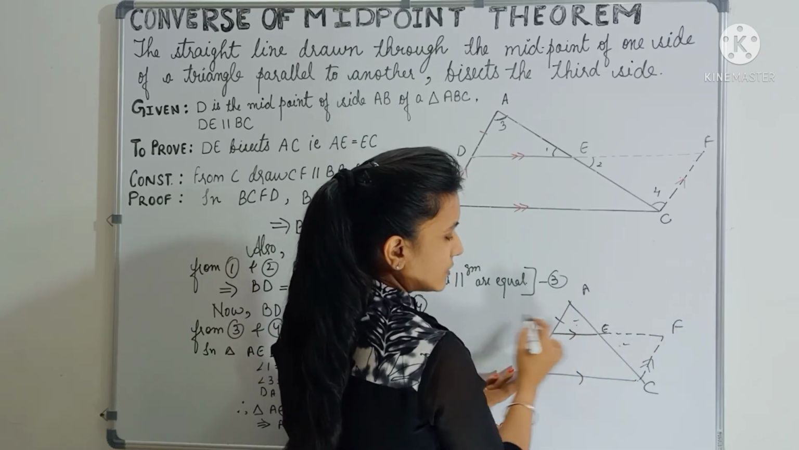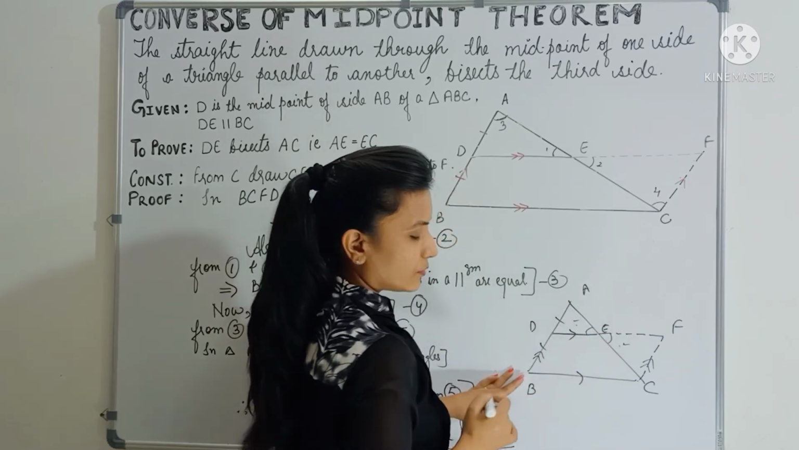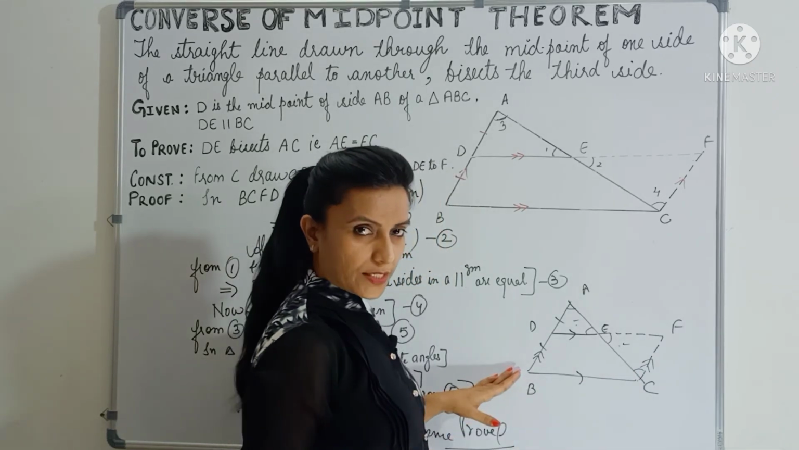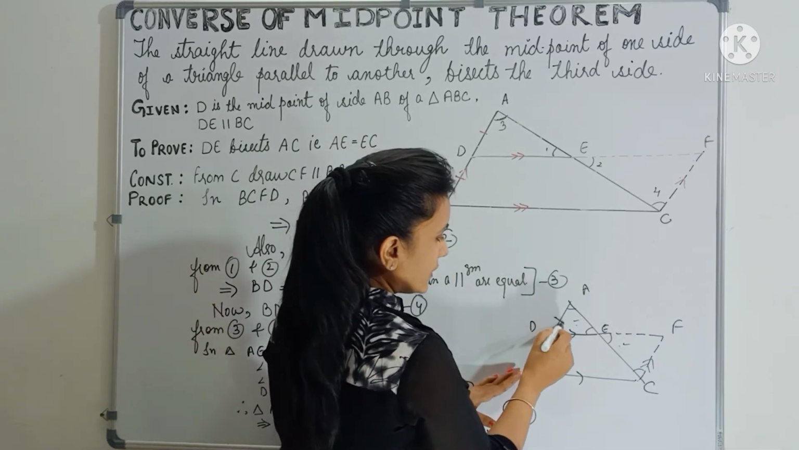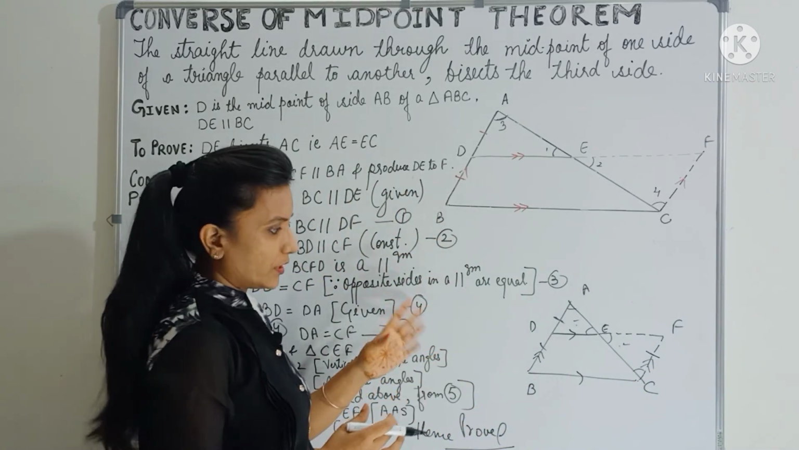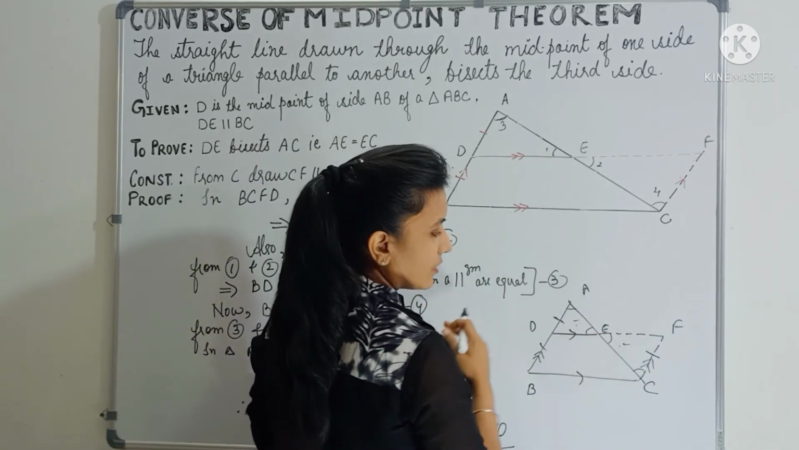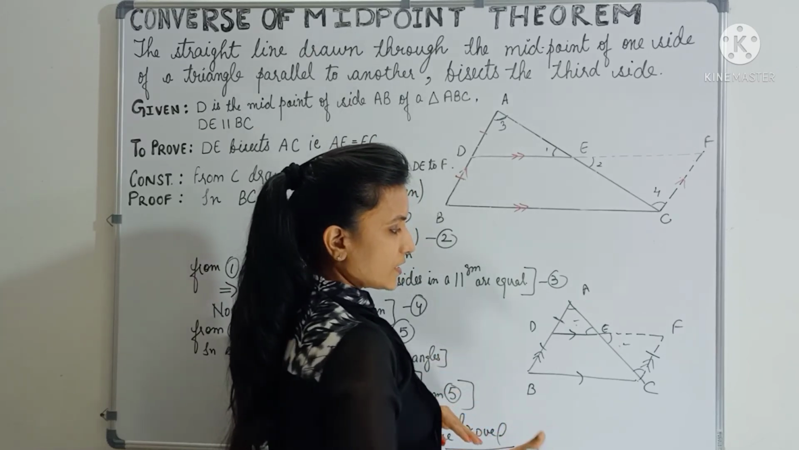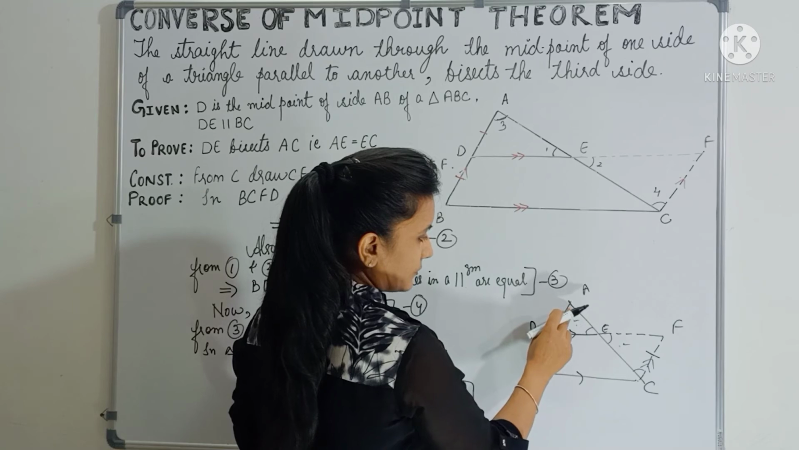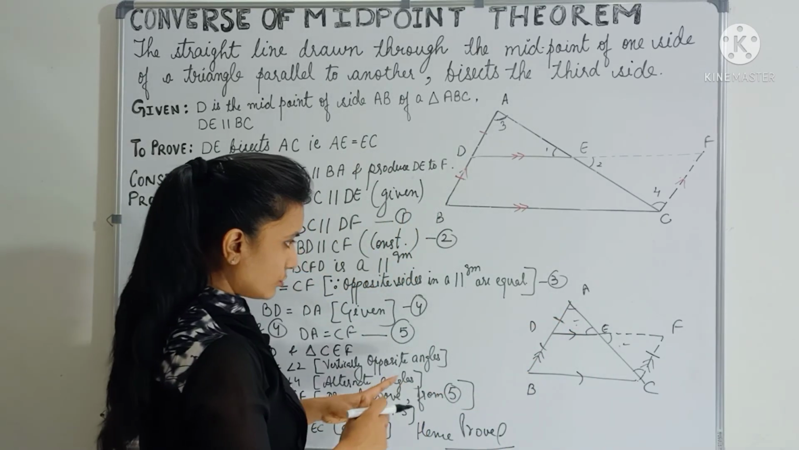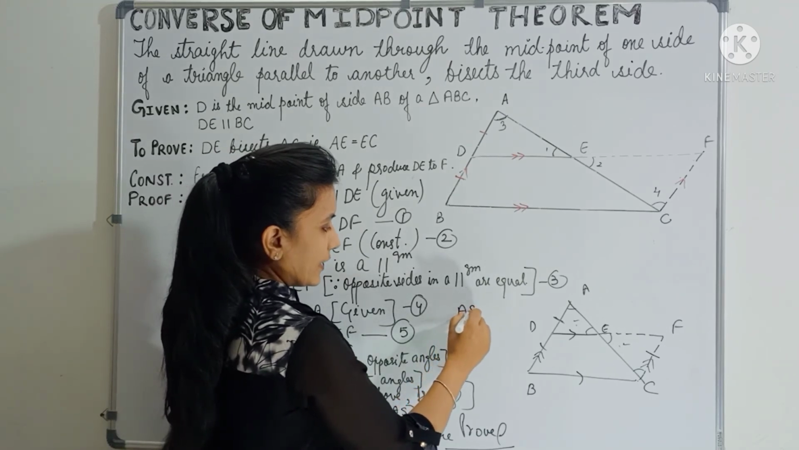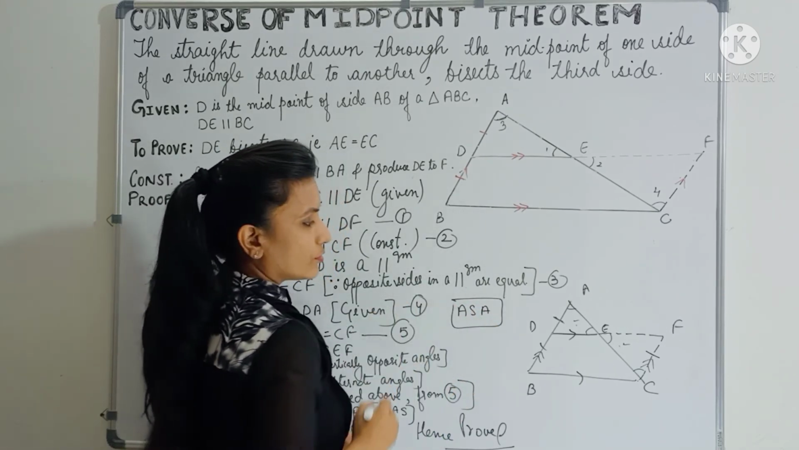So in these two triangles, these two angles are equal, vertically opposite angles. These two angles are equal, alternate angles, right? And DA is equal to CF, proved above. So we showed that these two triangles are congruent. So by CPCTC, AE will be equal to EC, right? We showed the two triangles are congruent using AAS. You can also show by ASA that the two triangles are congruent, right?